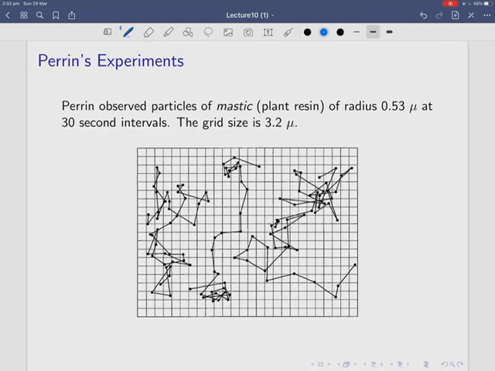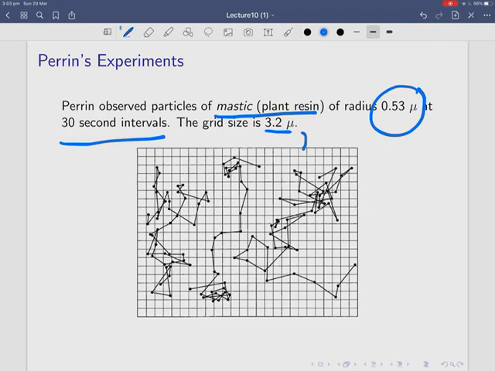Okay, so let's look at Perrin's experiment. Perrin observed small particles of mastic, which is a plant resin material, of quite small radius, 0.53 micrometers, at 30-second intervals. You watch these things move around in the microscope, and the grid size here is 3.2 microns, so that's one grid size there. He's putting the particles under a microscope in a drop of water and looking at them.